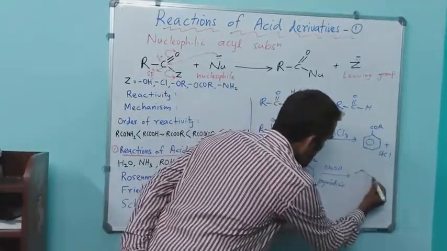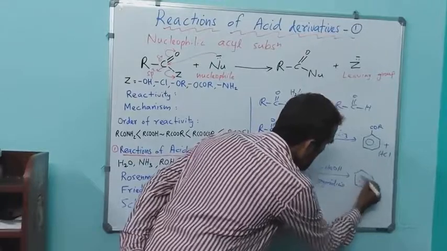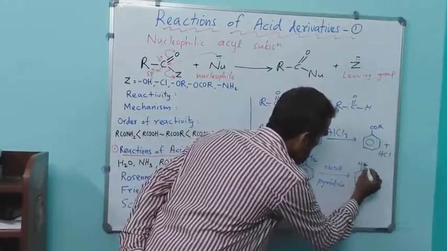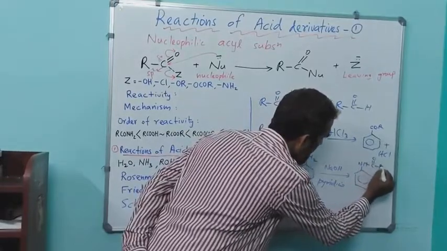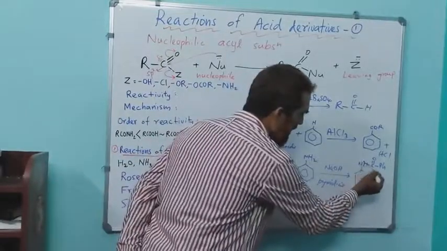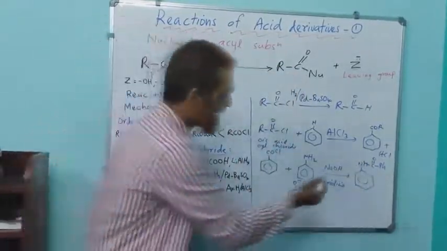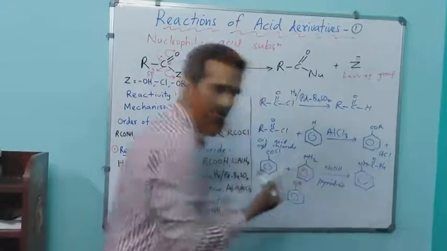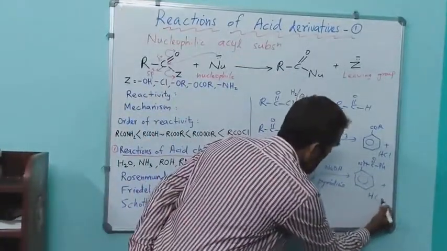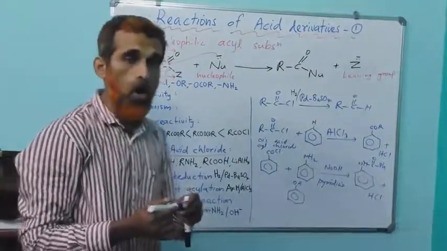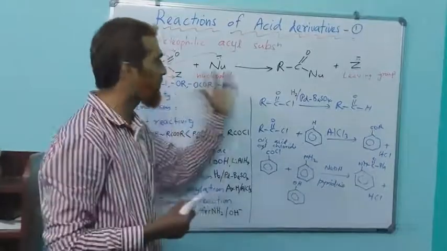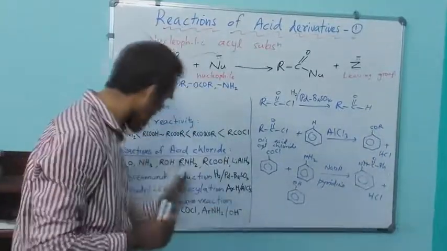So you get the product, that means here H is replaced by this group, so it will be NHCOPh. Ph means benzene ring. So you get this, a kind of anilide, a kind of amide. Here also you have the byproduct, that is HCl. HCl is always a byproduct, a fuming byproduct in the reactions of all acid chlorides. That's all for now. Thank you.